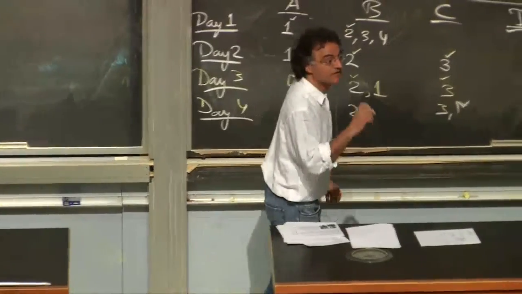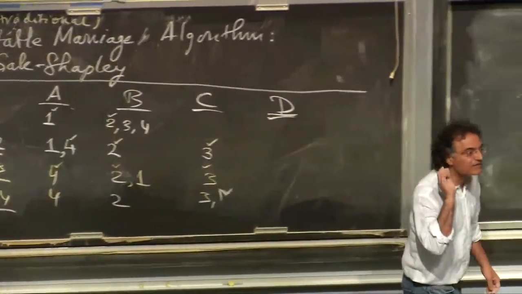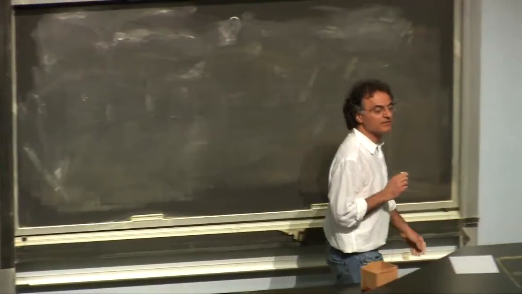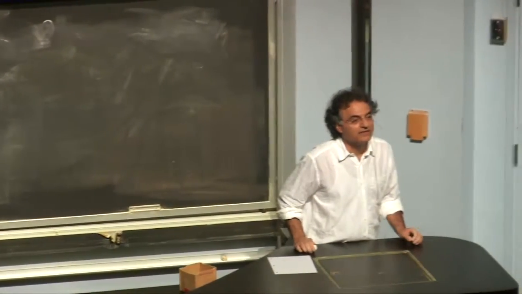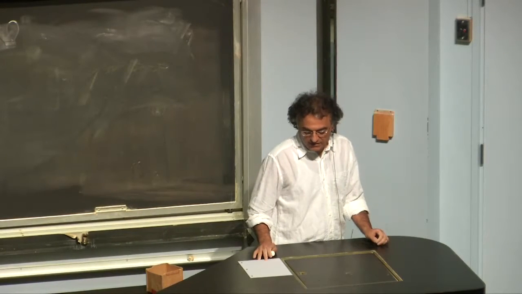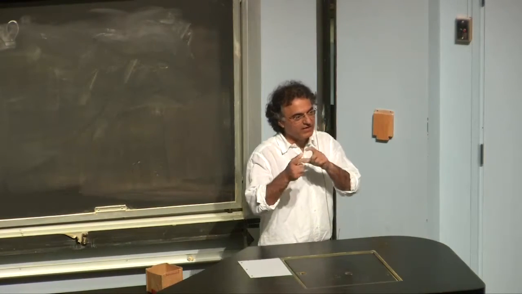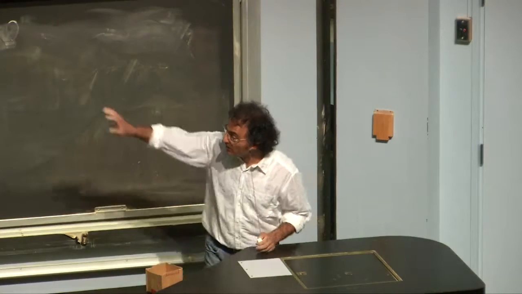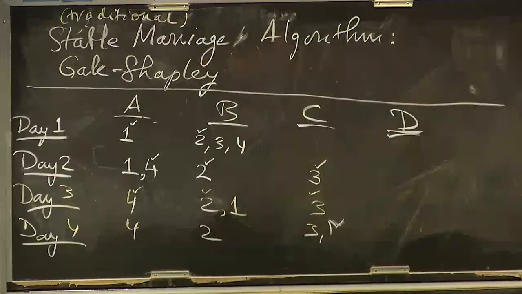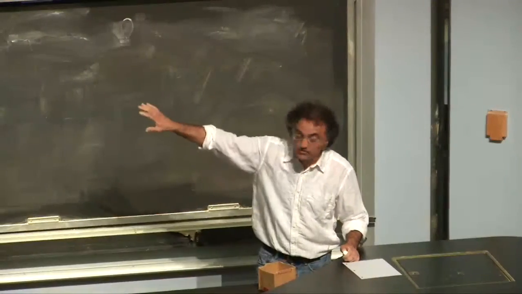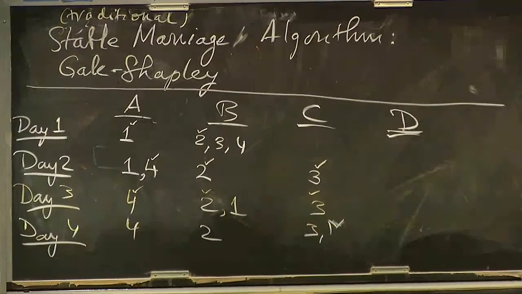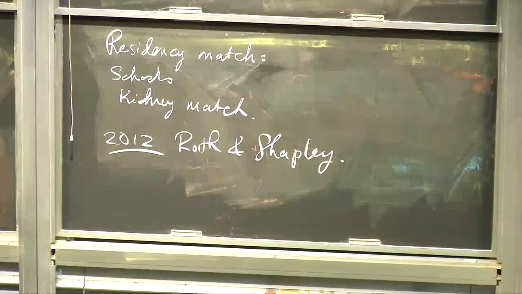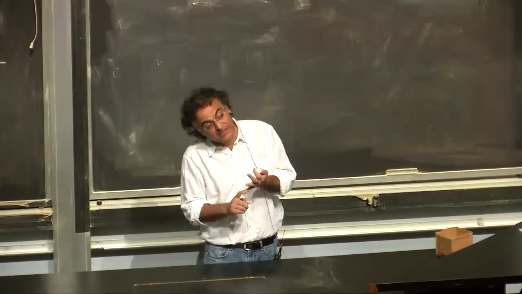Yes? You mentioned the residency match and the kidney match. Isn't there a different condition, that one side determines everything? Each of those takes on slightly different constraints that come up. The algorithm we'll talk about is very basic, and in order to make it apply to each of these settings, you really have to do a lot more work beyond that. So, for example, even in the residency match, to really make it work, you have to take care of a few other things.